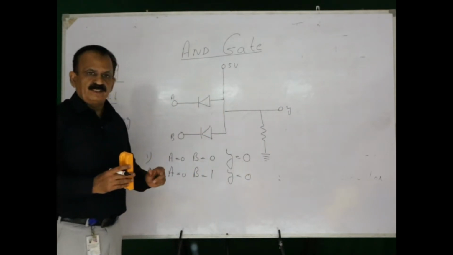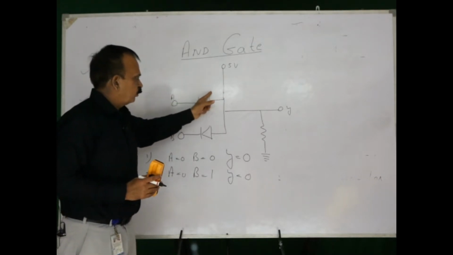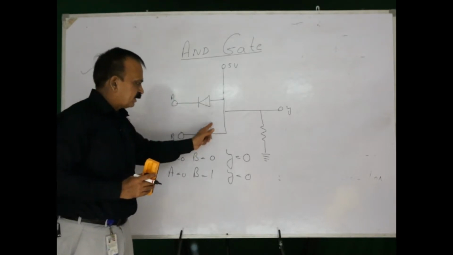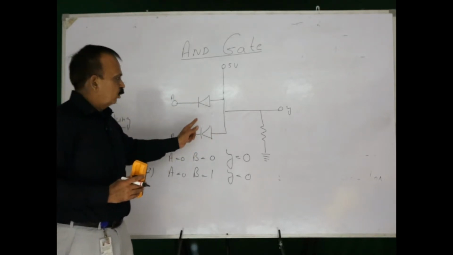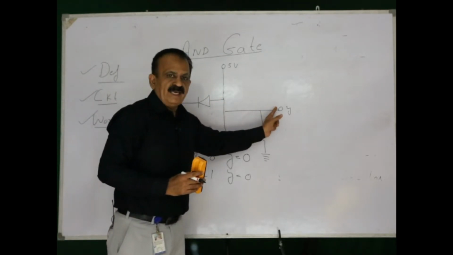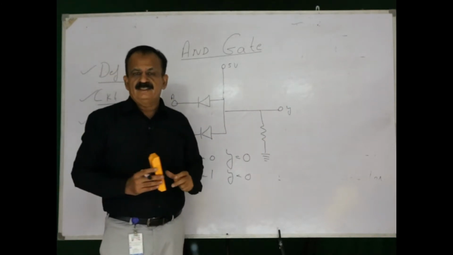This is an important case. I said A is equal to 0, so there will be current flow through this diode, but B is equal to 1. No current is passing through this diode. So, due to the current flow through the upper diode, there will not be any current in the output and Y is going to be 0.